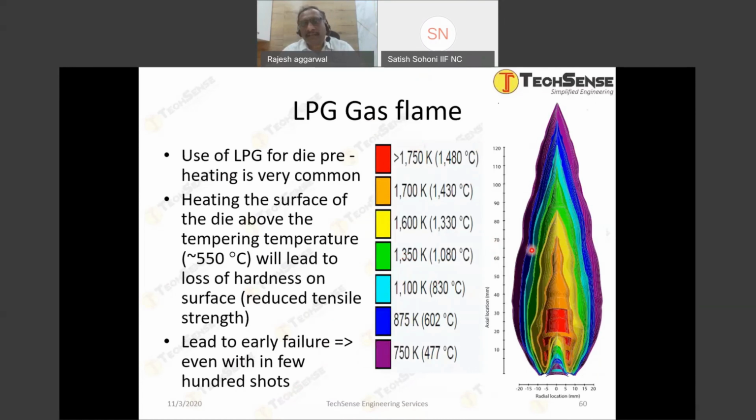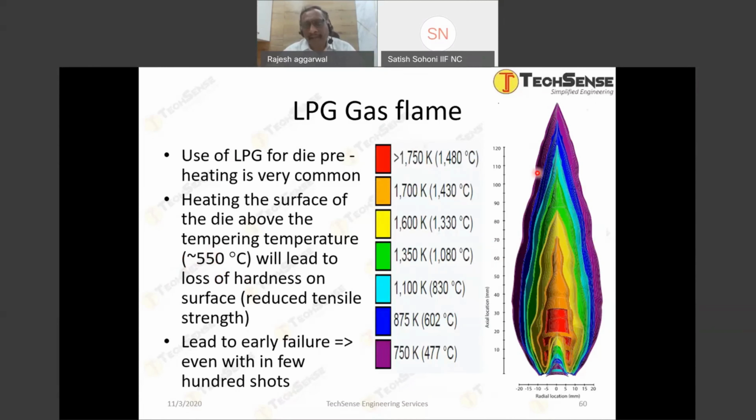The green color itself is 1000 degrees, or the cyan color is also about 830 degrees. Blue color is 602 degrees Celsius, right? What is the tempering temperature when we do the heat treatment of the die steel? The tempering temperature is about 550 plus or minus, depending on the steel grade and the quality of the steel, but it is in this range. Some people use 555, some people use 545, right?